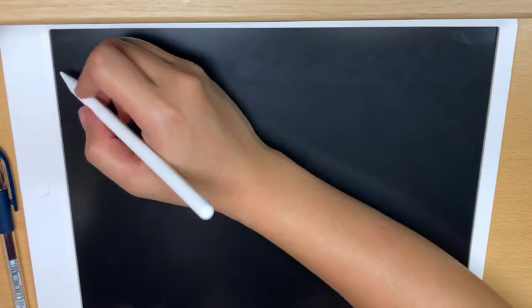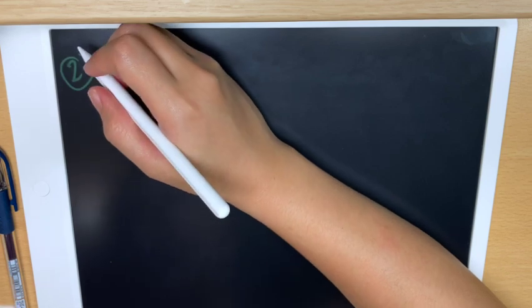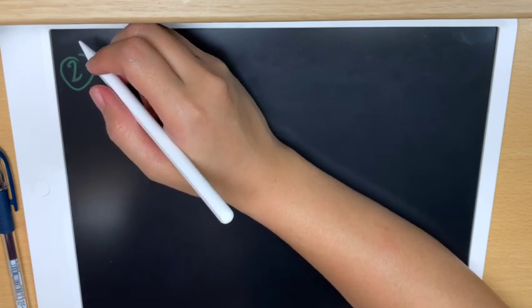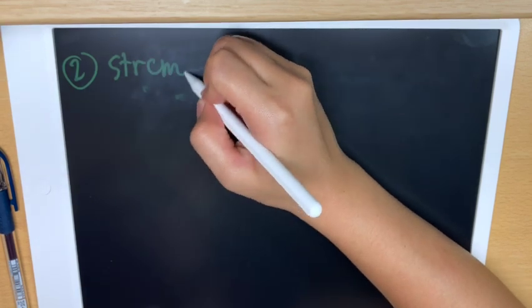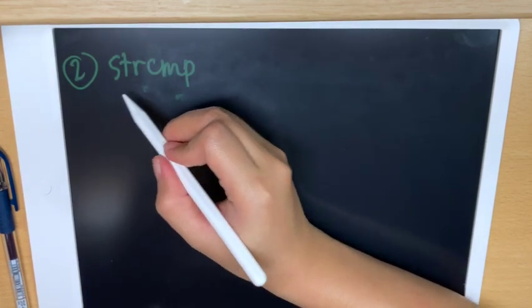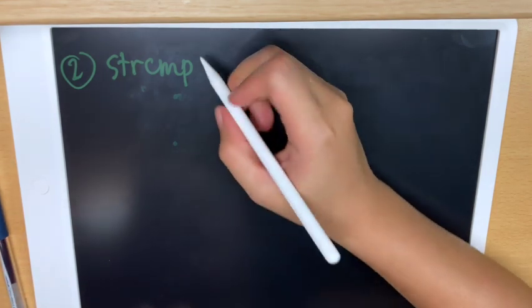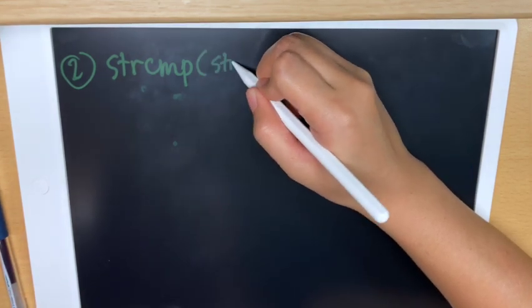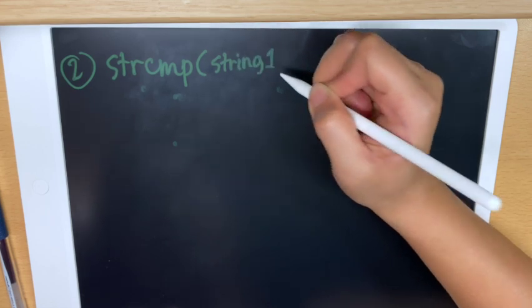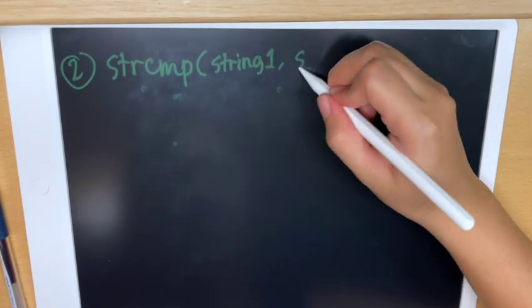Okay, next we have string compare. So the syntax is strcmp, open parentheses, the first string that you want to compare, and the second string.